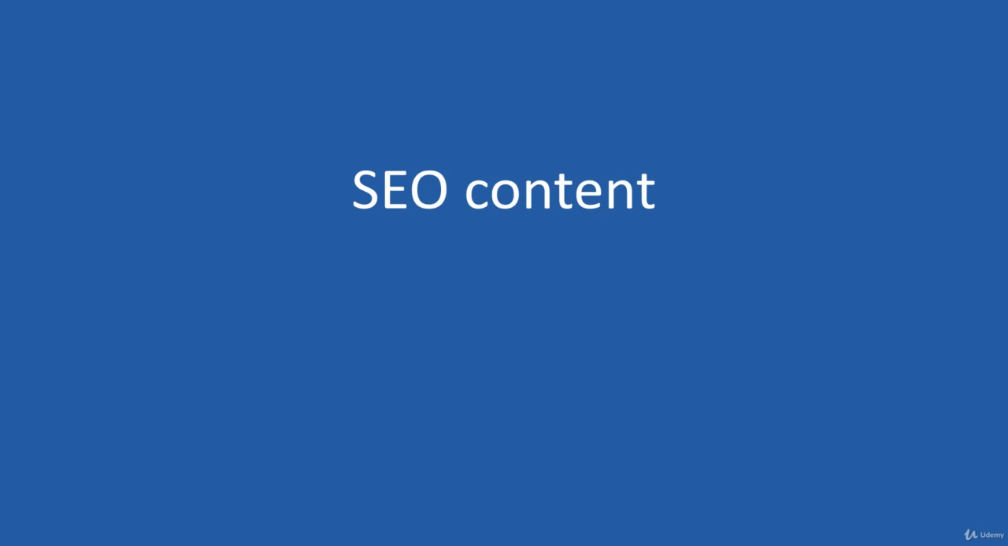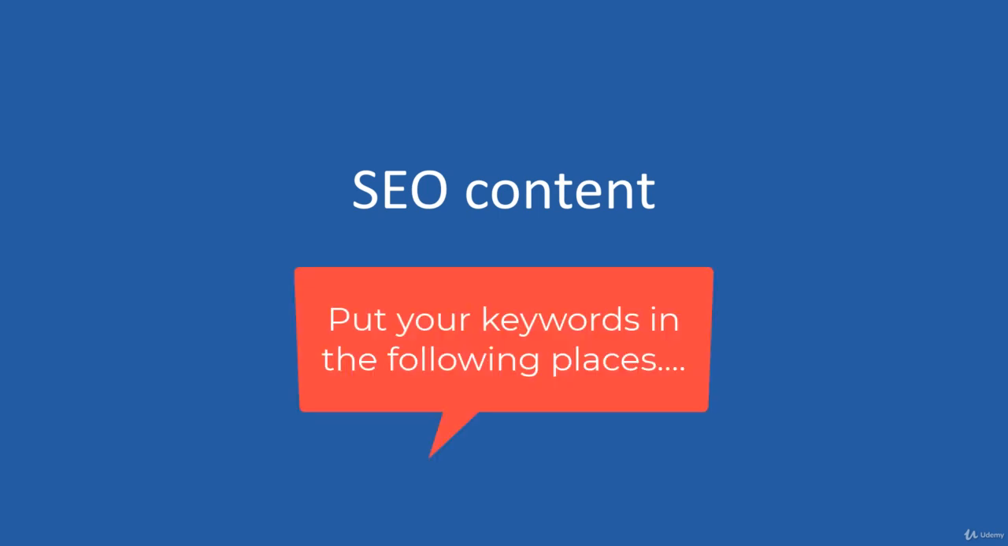This is content like blog posts and sales pages that is optimized for the keywords we want to rank for in Google. We have to let search engines know that our content is relevant for a certain keyword. We can do this by including our keyword phrase in the following places.